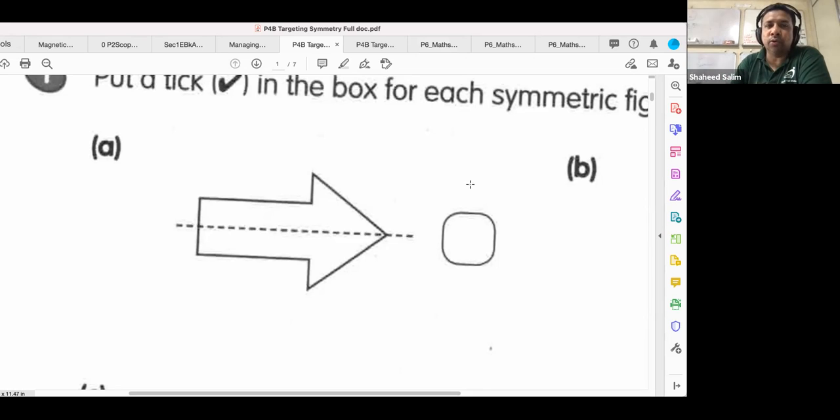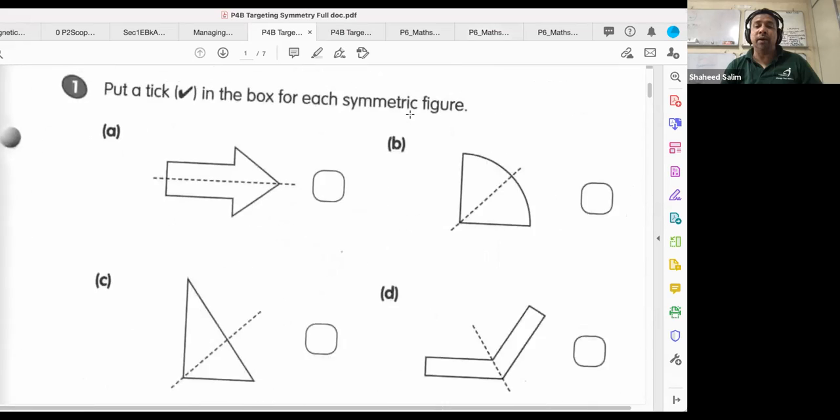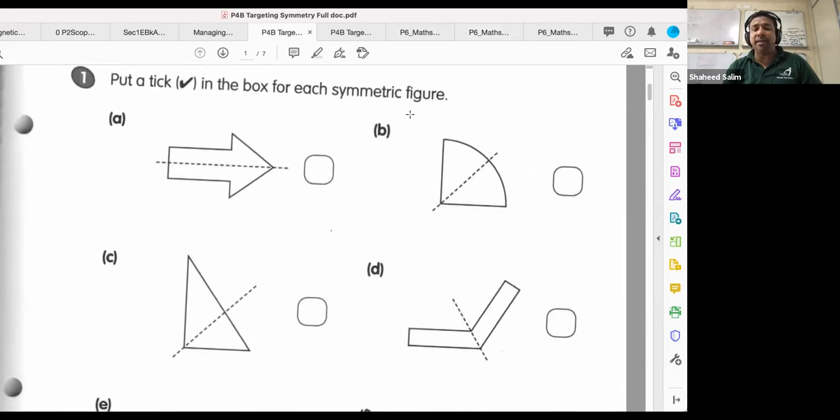So now what we're going to do is I'm going to show you some objects. You write yes or no, okay? That means in your answer A, you write A, yes. B, no, or whatever, in the chat. Then I will check. We try A, B, C, D. Are they symmetrical or not?